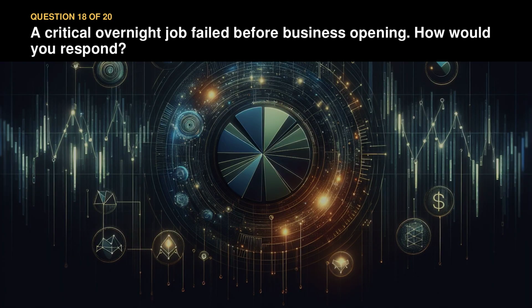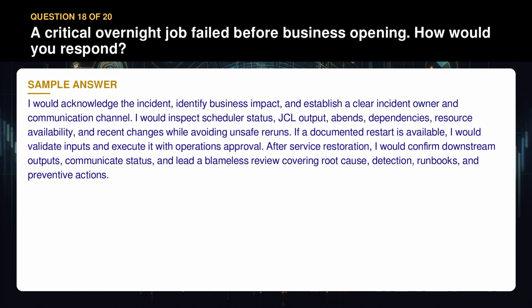Question 18. A critical overnight job failed before business opening. How would you respond? I would acknowledge the incident, identify business impact, and establish a clear incident owner and communication channel. I would inspect scheduler status, JCL output, abends, dependencies, resource availability, and recent changes while avoiding unsafe reruns.